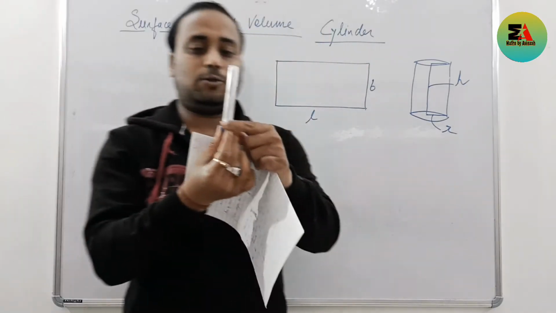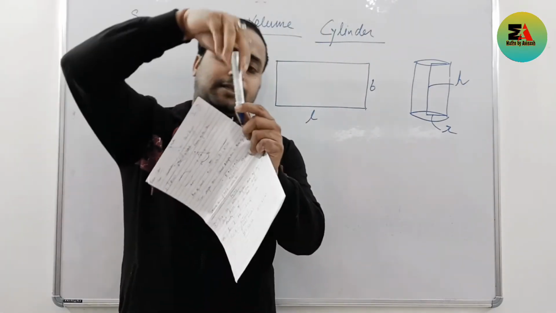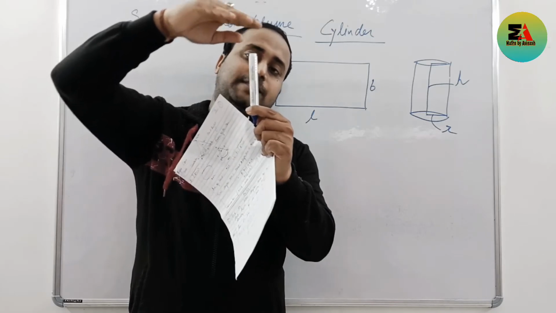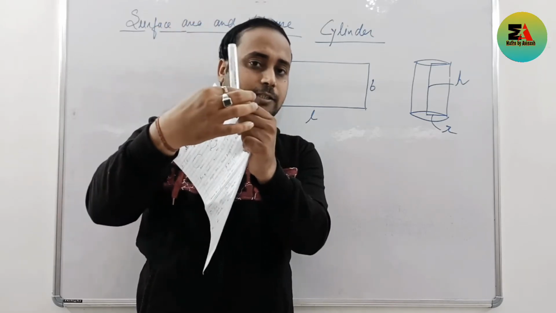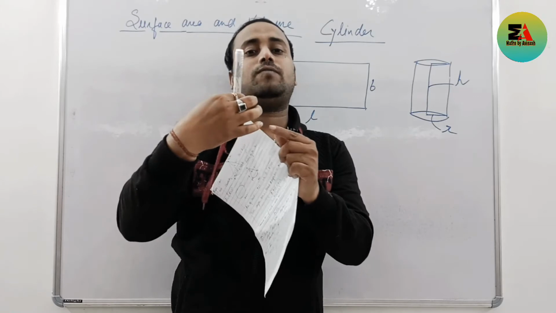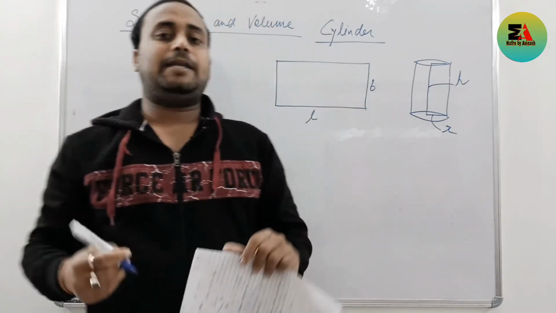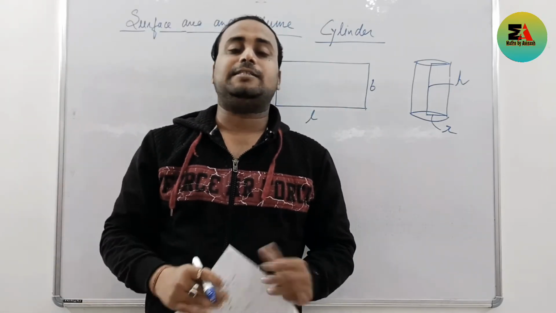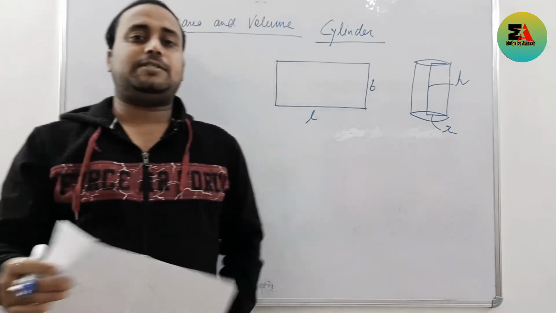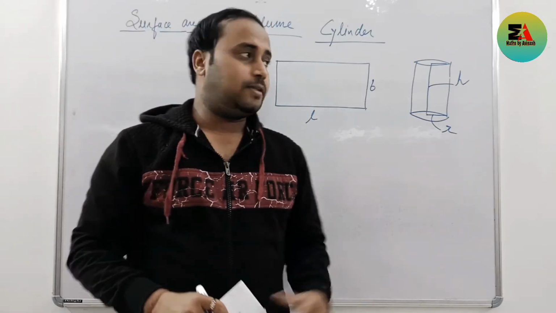My marker is also an example of a cylinder. This looks like a cylinder. This has two circular bases, the first one is the upper one and the second one is the lower one. Our pen, cylinders, gas cylinders, these are many examples we see every day in day-to-day life. This is a cylinder.